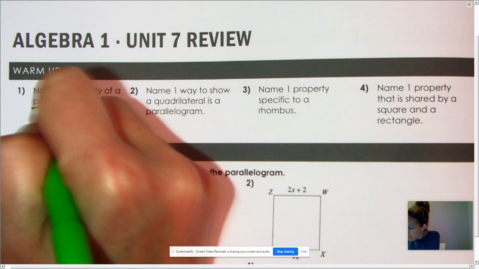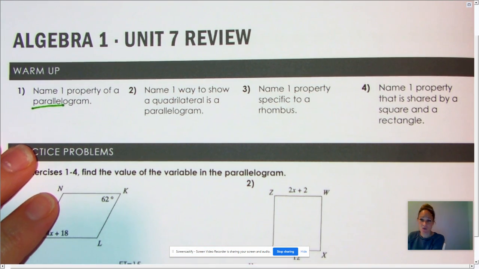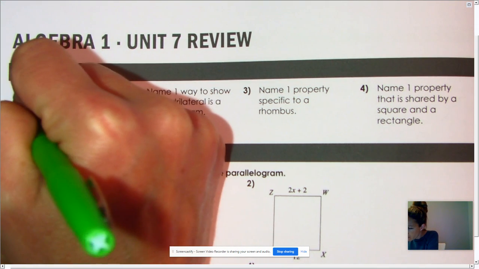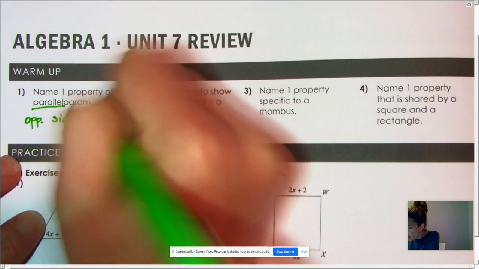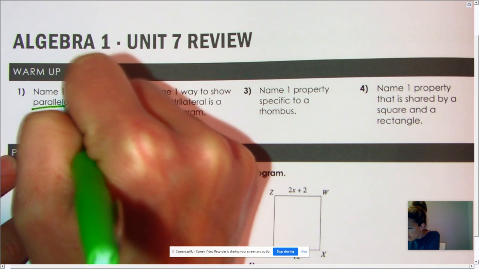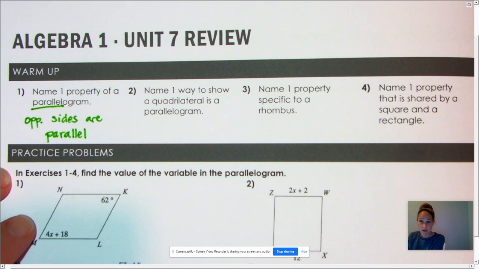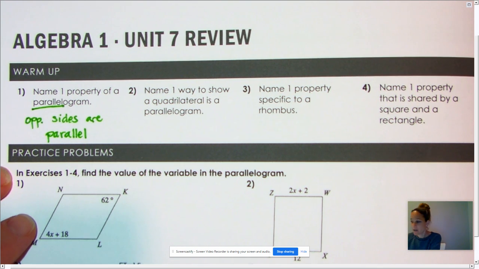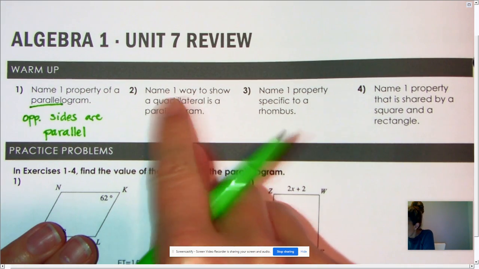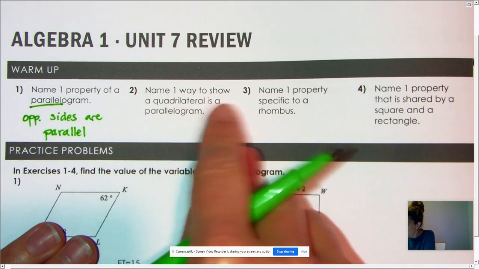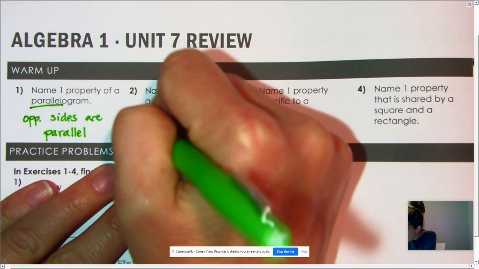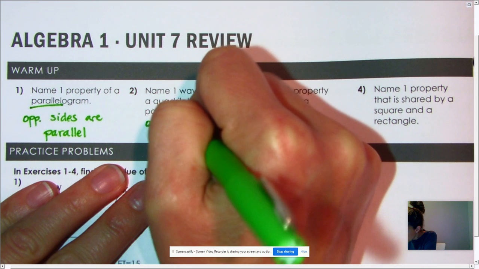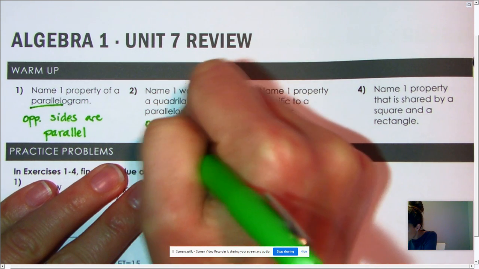Well, just looking at the word, I know there's going to be something to do with parallel. So both pairs of opposite sides are parallel. That's one of them. Opposite angles are congruent, opposite sides are congruent, diagonals bisect each other. Number two, name one way to show that a quadrilateral is a parallelogram. Okay, well, if perhaps opposite sides are congruent.